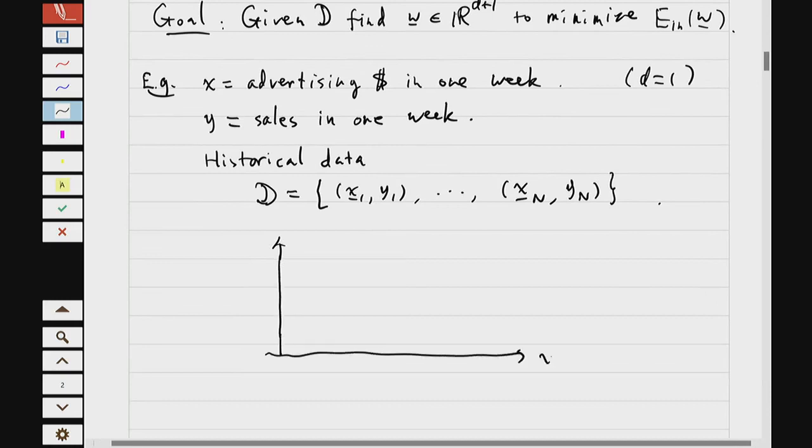So pictorially, you have an x and y like that. Again, x is a one-dimensional thing. Maybe in different weeks, you're collecting data that looks like this. In some weeks, you do better, some weeks, you do worse. The x-axis is the input, the advertising dollars, and the y-axis is your amount of sales.